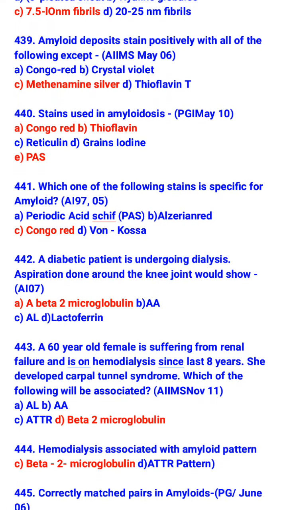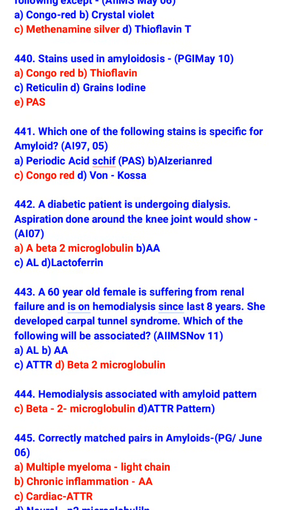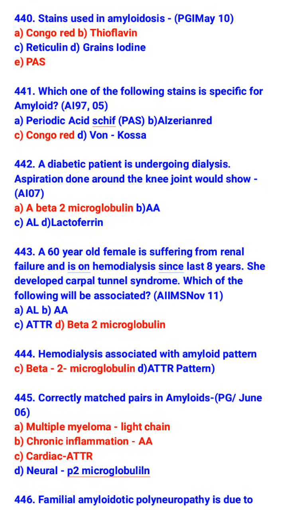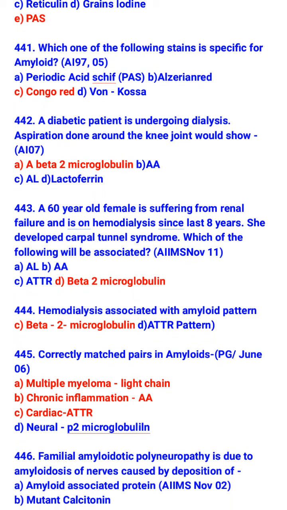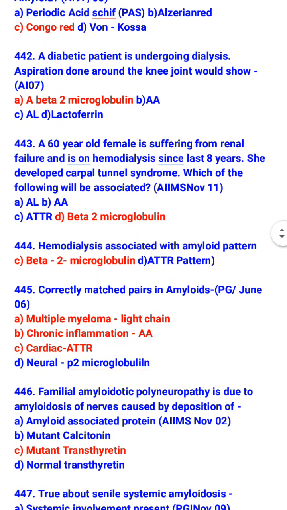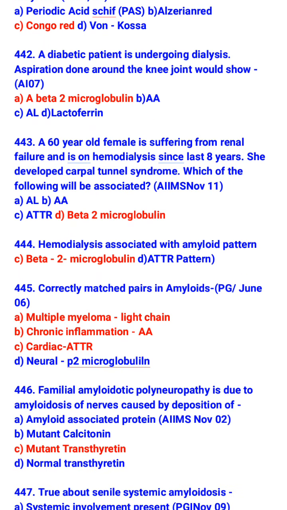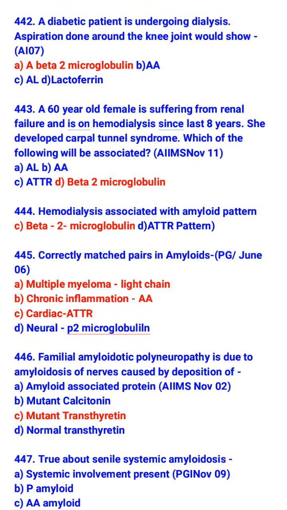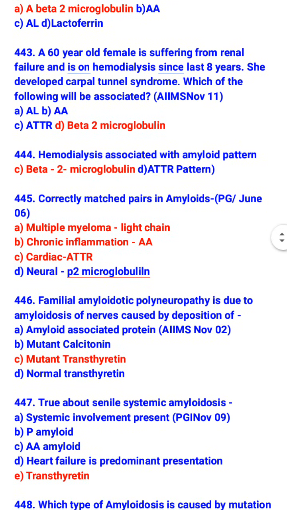Which one of the following stains is specific for amyloid? Congo red. A diabetic patient is undergoing dialysis. Aspiration done around the knee joint would show beta 2 microglobulin. A 60-year-old female is suffering from renal failure and is on hemodialysis for 8 years. She developed carpal tunnel syndrome. Which of the following will be associated? Beta 2 microglobulin. Hemodialysis is associated with this amyloid pattern: beta 2 microglobulin. Correctly matched pairs in amyloids: multiple myeloma, light chain; chronic inflammation; cardiac, ATTR.